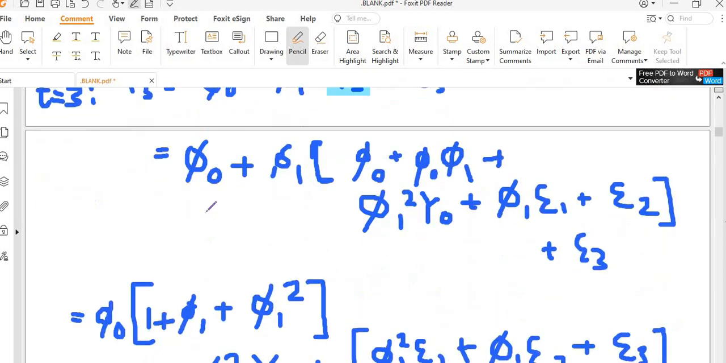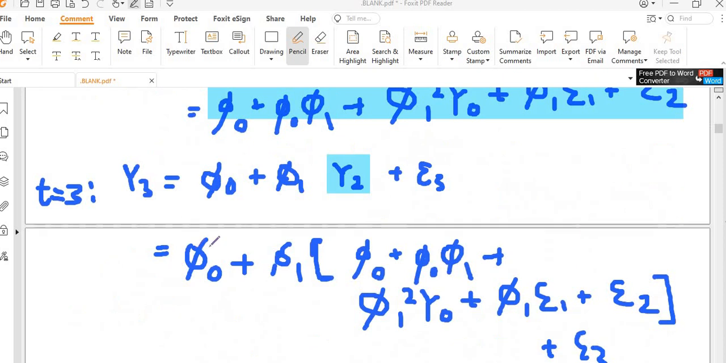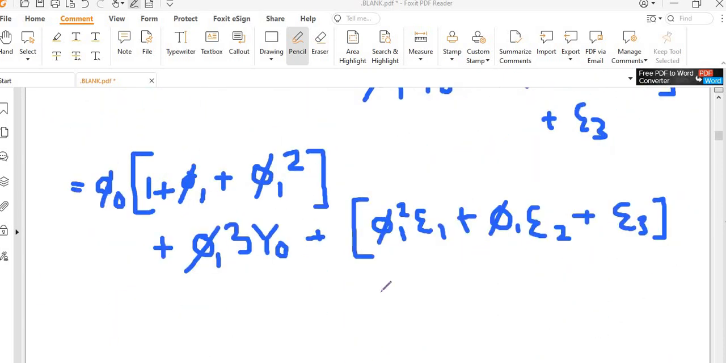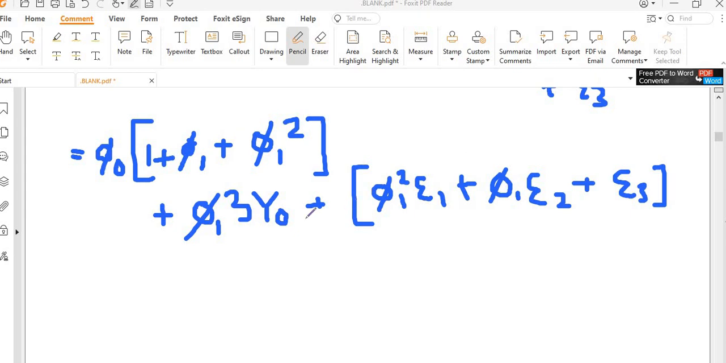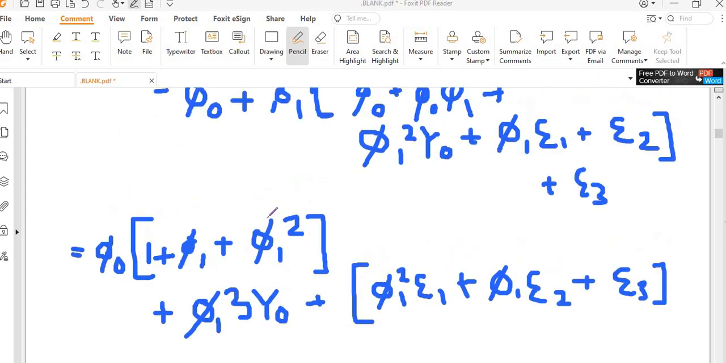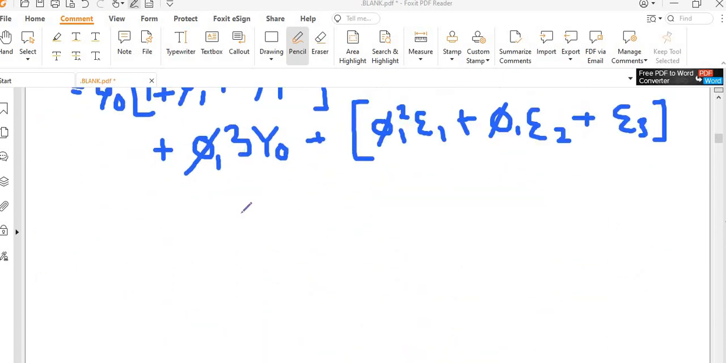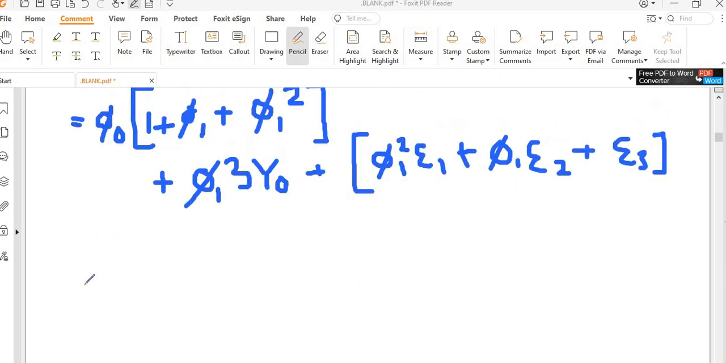Now we can keep doing that, right? If we keep repeating the same action and we put t equal to 4, t equal to 5, it's going to keep expanding because we have to keep putting in the previous values. So next time when we put t equal to 4, we have y4 equal to phi naught plus phi 1 y3 plus epsilon 4. Then we again put this entire big expression for y3, and it keeps repeating, right? That is the main idea of iteration. Now we can go for something like an induction, or we can go for an intuition of sorts.